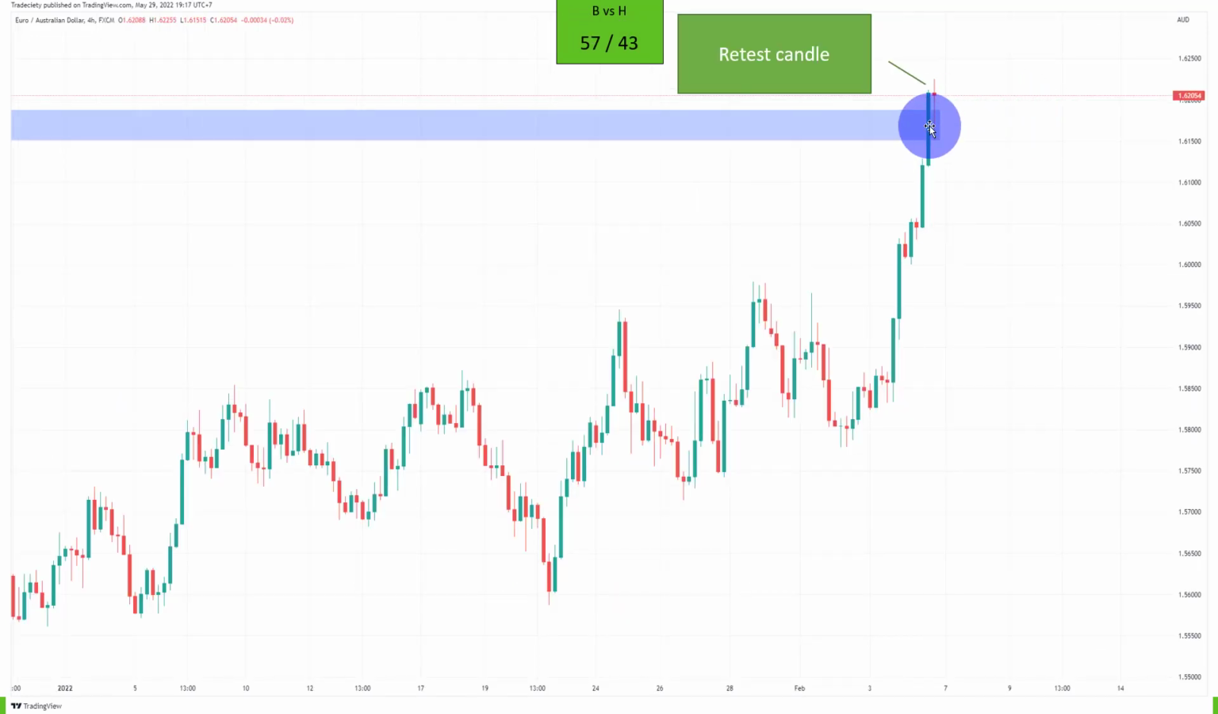Now you can see the next candle, we have a retest candle. The market moved all the way to the low and then traded higher and closed here. So this is a bullish signal again, and it increases the likelihood for the market now being able to hold and break the level above it.